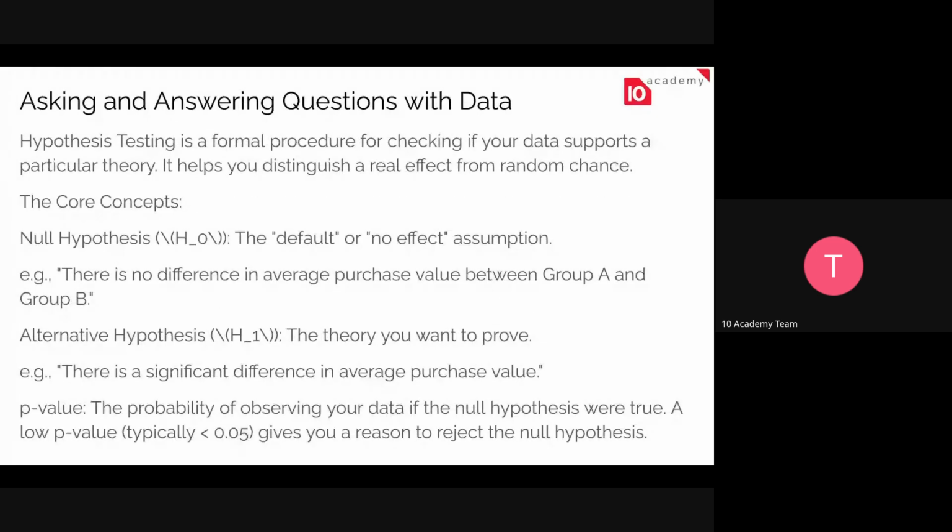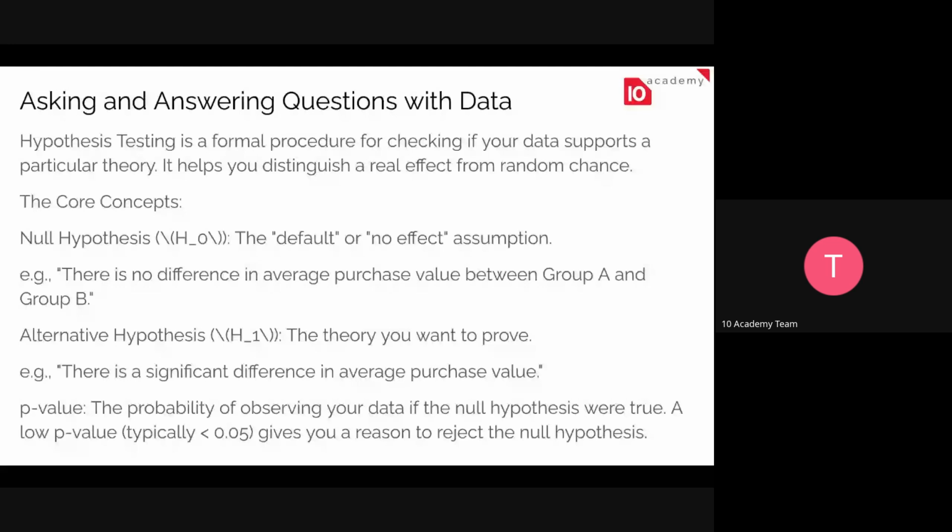And now, asking and answering questions with data. So let's start with hypothesis testing. Hypothesis testing is a formal procedure for checking if your data supports a particular theory. It helps you distinguish a real effect from random chance. The core concepts are two: the null hypothesis and the alternative hypothesis. The null hypothesis, as the name indicates, is the default or no-effect assumption. For instance, there is no difference between the average purchase value of group A and group B. So this is called the null hypothesis.